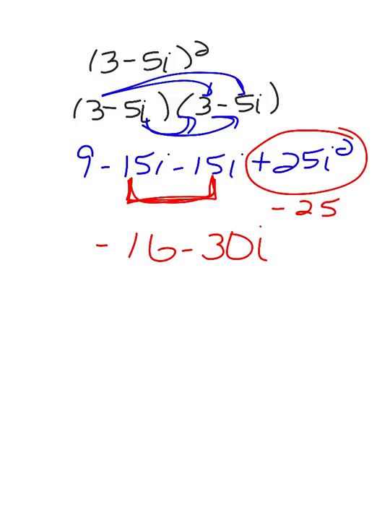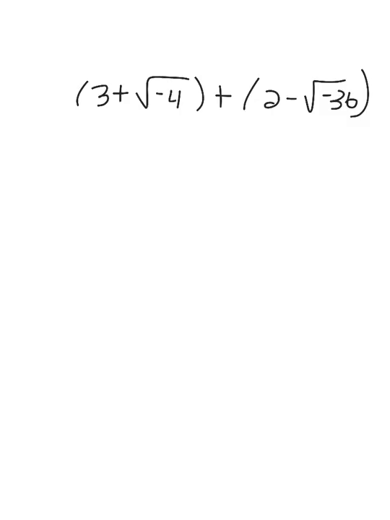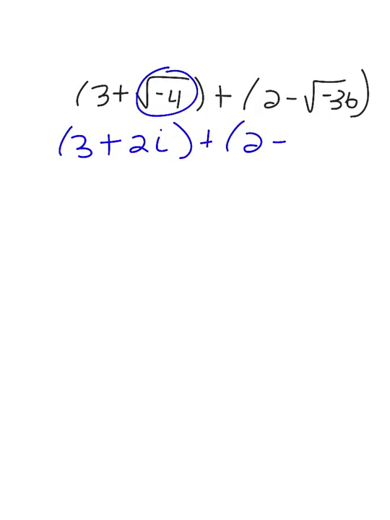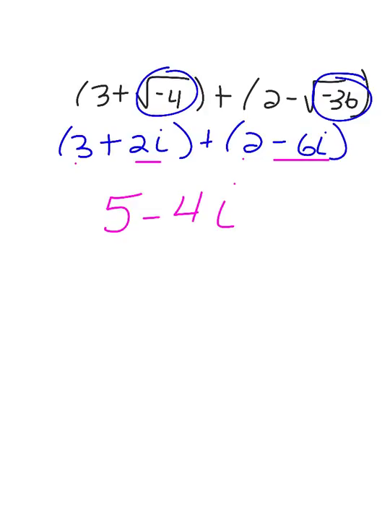Okay, so let's take a look at E. All right, so E is 3 plus the square root of negative 4 plus 2 minus the square root of negative 36. So this is 3 plus the square root of negative 4 is 2i. Plus 2 minus the square root of negative 36 is 6i. So we're just adding combined like terms. 3 plus 2 is 5. 2i minus 6i is negative 4i.